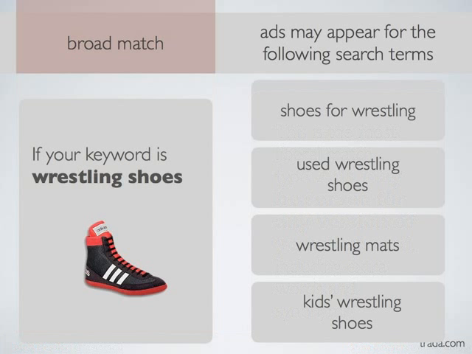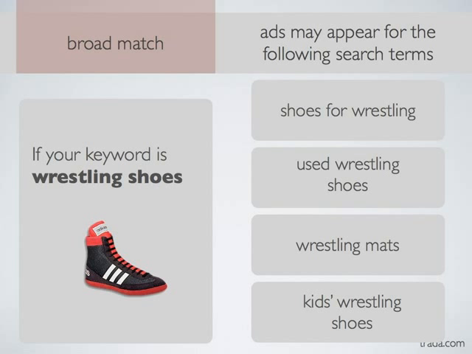Broad match, body slam. But in this example with wrestling shoes, if that was the keyword that you had for your ad campaign, your ad might show for words like shoes for wrestling, used wrestling shoes, wrestling mats, kids wrestling shoes. Google does try to keep it relevant, but they're going to pair you with all types of different terms. They can use those words in whatever order they choose.